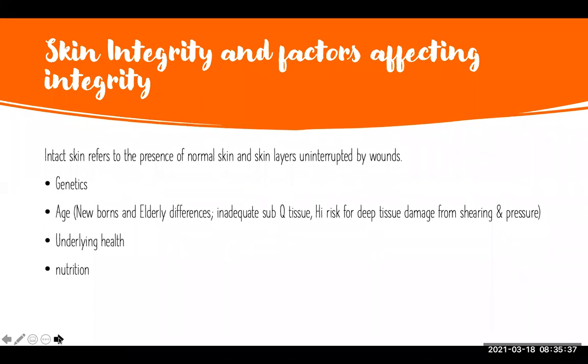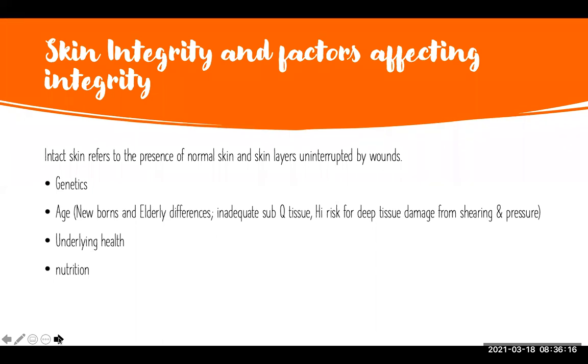So things that can affect our integrity, factors that we need to consider when we look at tissue integrity. Genetics, age, overall health status, nutritional status are the main factors that I'm talking about. So genetics, we inherit certain qualities that help us, what makes our skin look the way it looks, like the color, its sensitivity to light, allergies to environmental things, those kind of things.